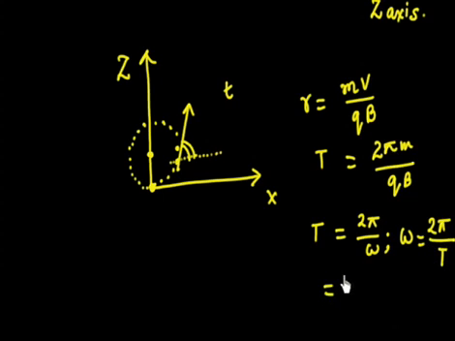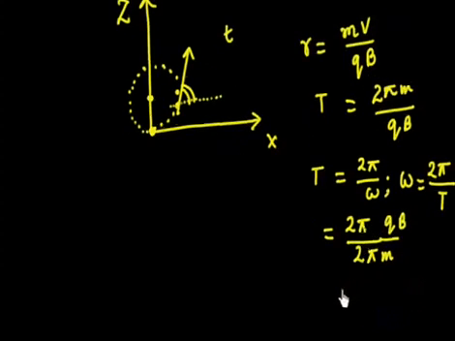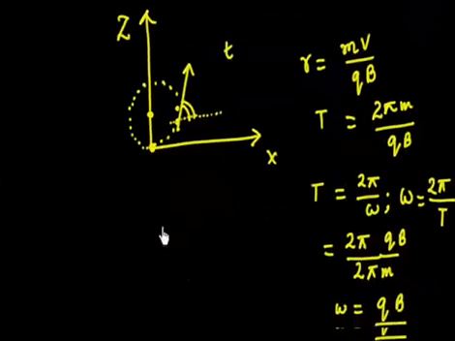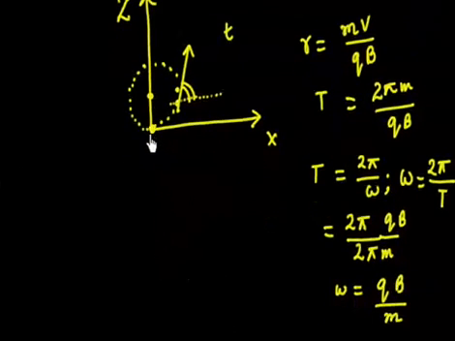So if I plug in this value, 2 pi by T, and T is nothing but 2 pi m by qB, so omega is nothing but qB by m. So now this point is moving in a circle with an angular velocity omega. What is the angle made at the center by this particle at any time t? I know this angle has to be omega into t.